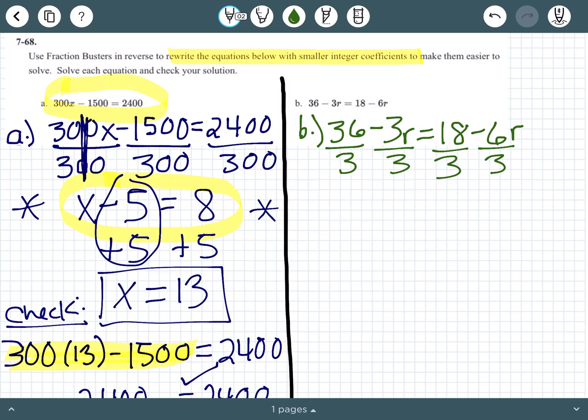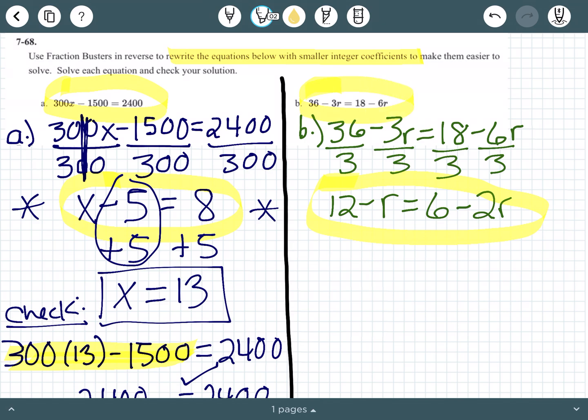So 36 divided by 3 would give me a 12. A negative 3r divided by 3 would just give me minus r. 18 divided by 3 would give me 6, and minus 6r divided by 3 would give me minus 2r. So again, I would rather work with this equation than the original one, even though the original does seem manageable. This is going to be nicer numbers to work with.